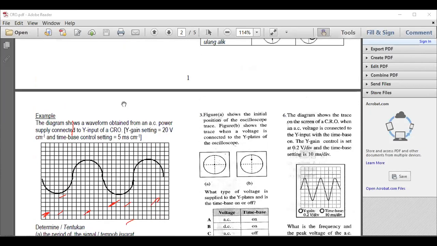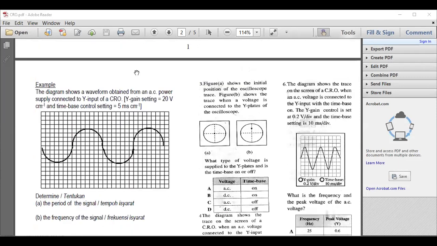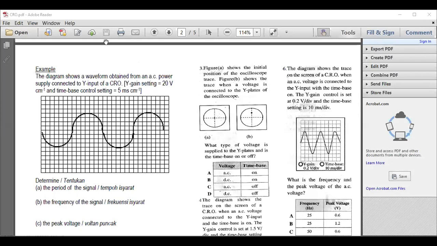Like this, number 3, one more example. Here there is a dot, and you see the dot going up. The dot is only at the top, there's no dot at the bottom, that means direct current. Then you see there's no image on the left or on the right, so this one is time base off. So your answer will be D. That's how we determine it. Now next, we look at an example of a calculation question.